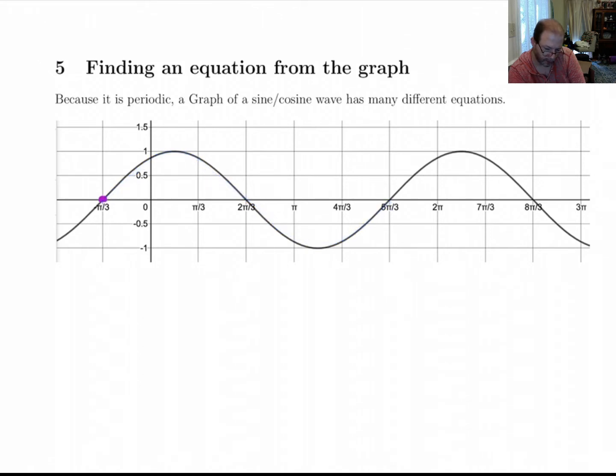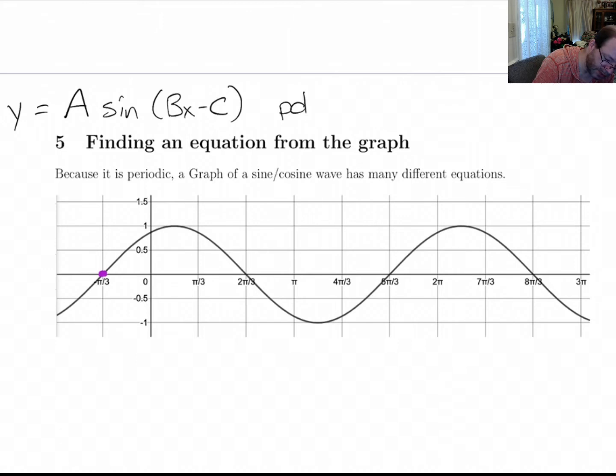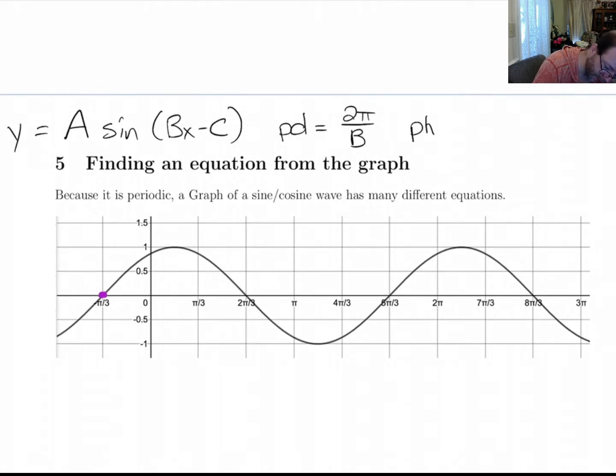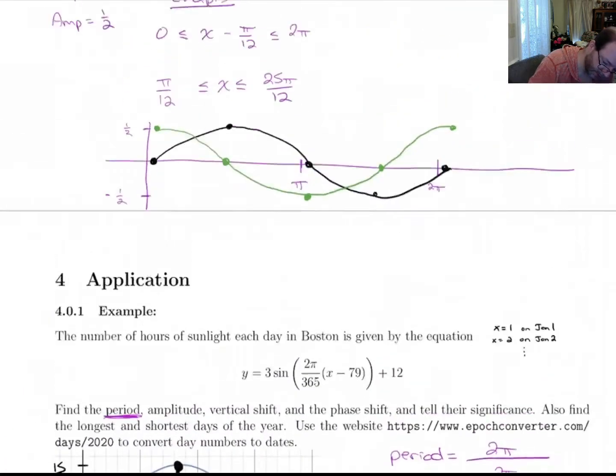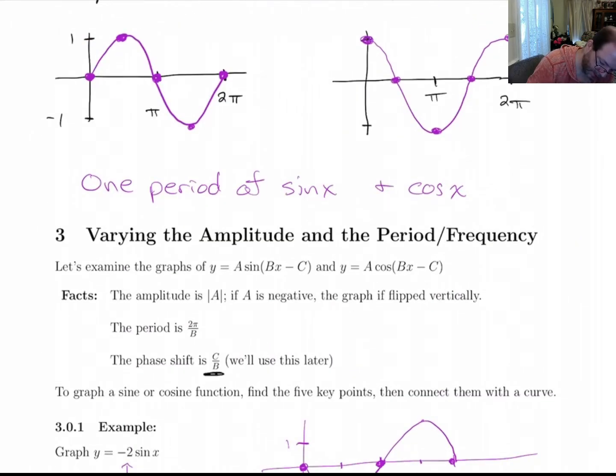So let's see, first up, recall, you've got y equals a sine bx minus c. And there are two equations we need. We need to know that the period is equal to 2 pi over b, and the phase shift, which we mentioned earlier, but we haven't used it yet. The phase shift was c over b.